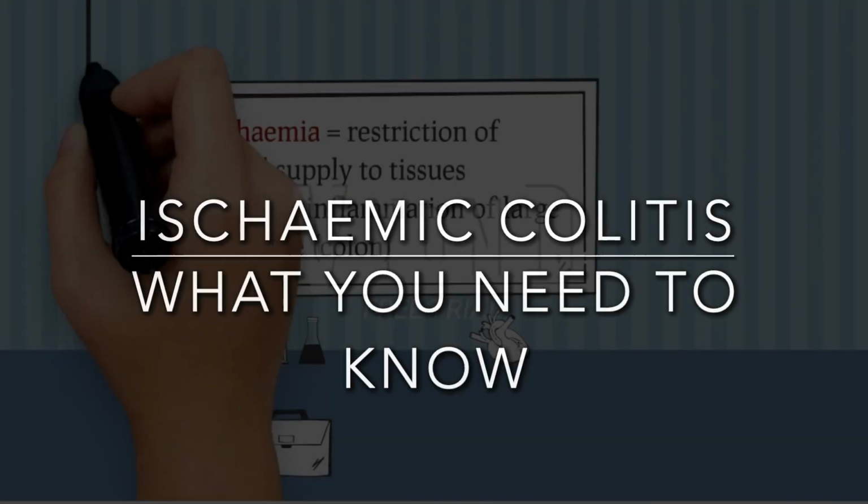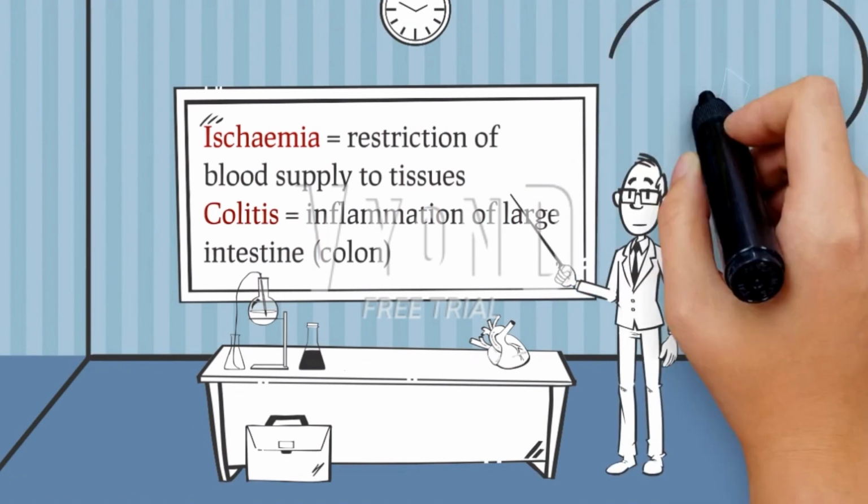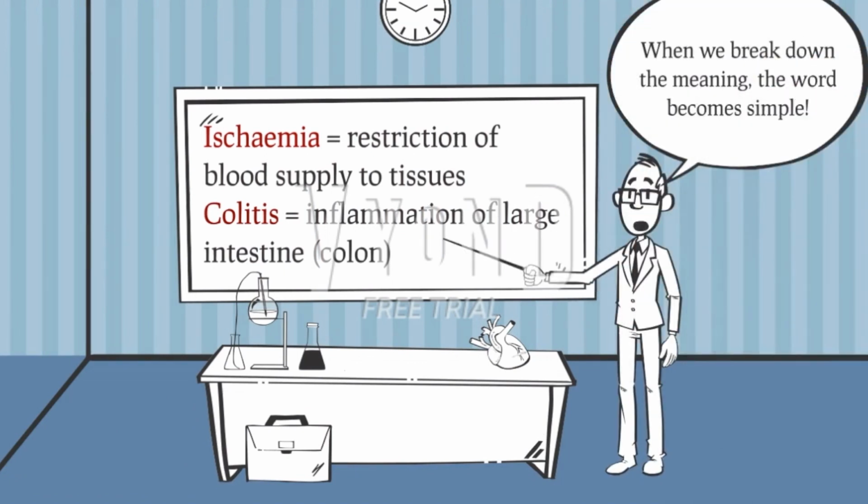Ischaemic colitis. Now that may sound like medical jargon, but let's break down the meaning. Ischemia means the restriction of blood supply, and colitis means inflammation of the colon. Hence, ischemic colitis is the inflammation of the colon as a result of inadequate blood supply.